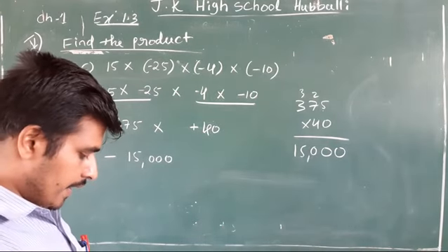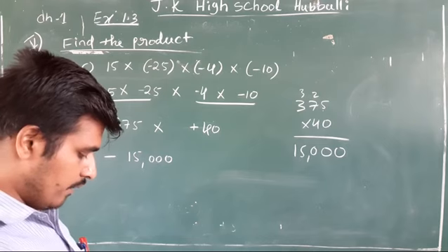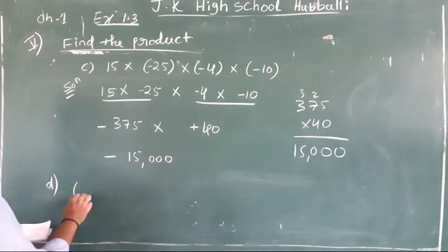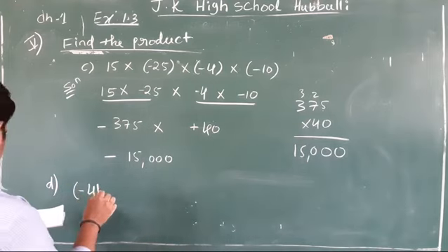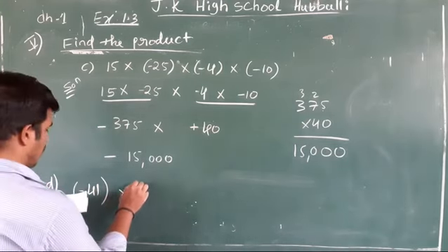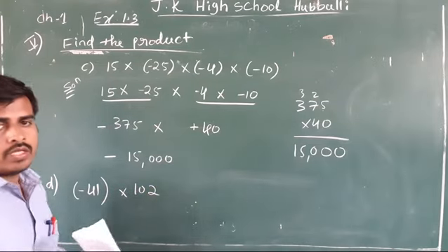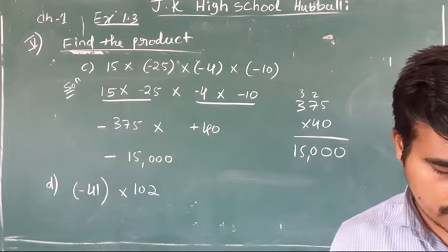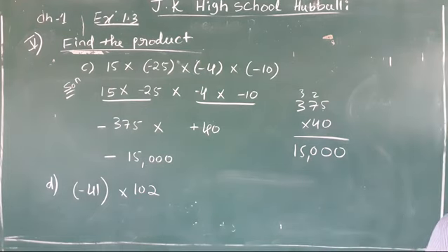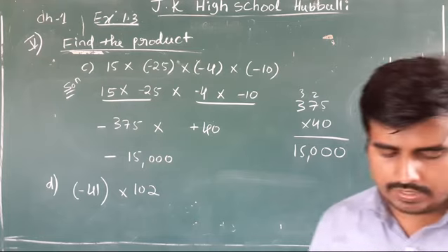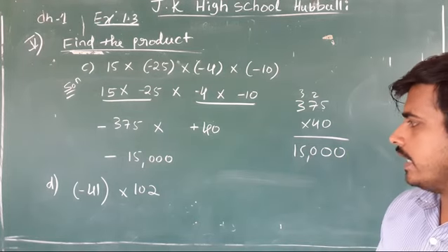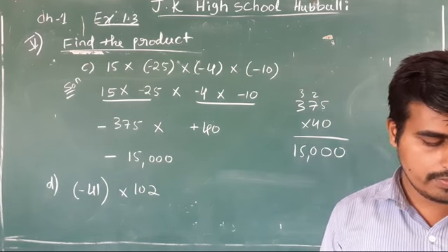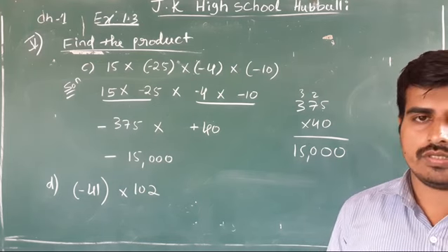Take D question, take D1 as homework. Minus 41 into 102. Solve the D question at home. In the next session 4 questions remain: E, F, G and H. In the next session I will see you again with the solutions of these 4 questions.